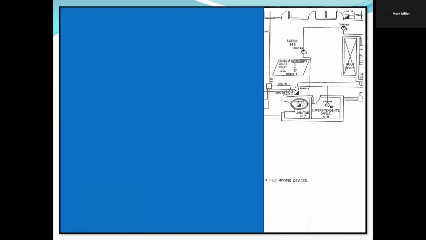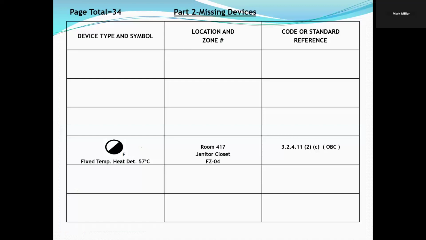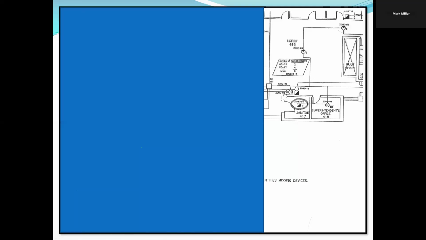You will recall from last week, the week before, we need to put a fire detector in any janitor's closet. It's one of the required devices, and that is 324.11.2C of the Ontario Building Code. All these references are in our course books. And so it goes in there, and we're just drawing it off of the superintendent's office.